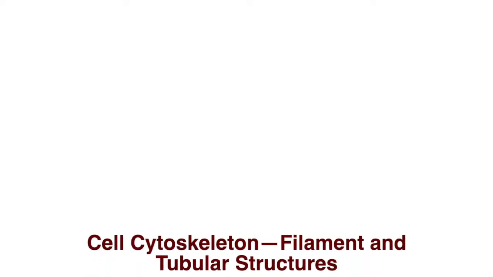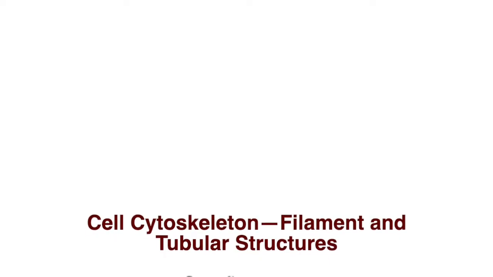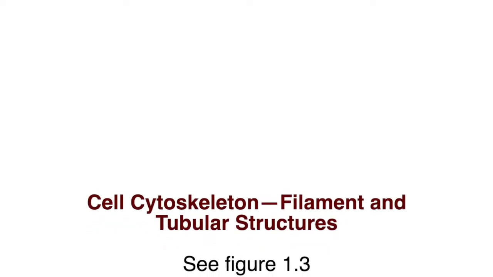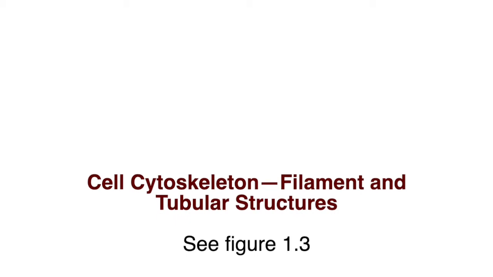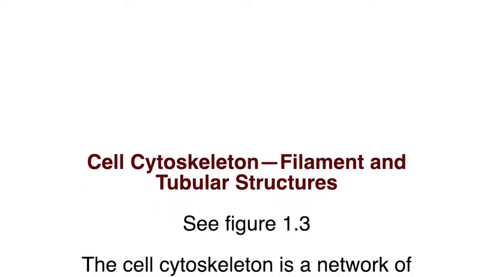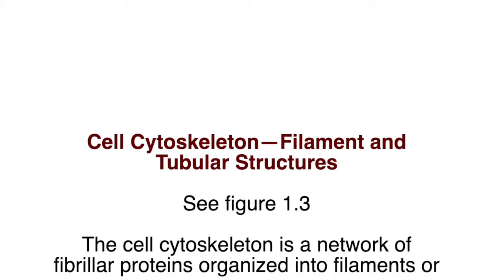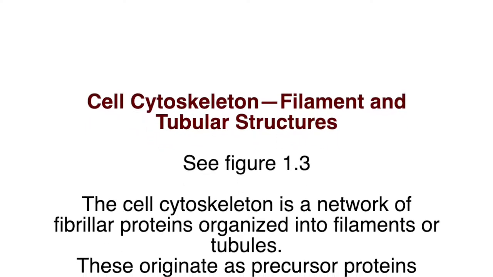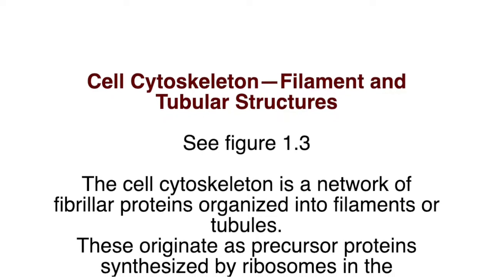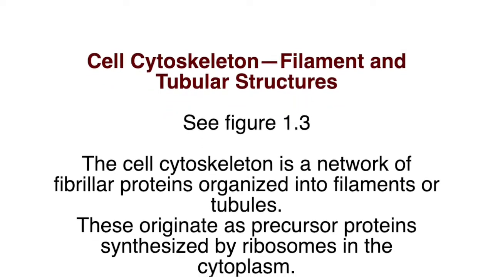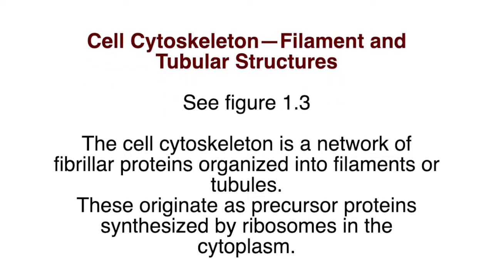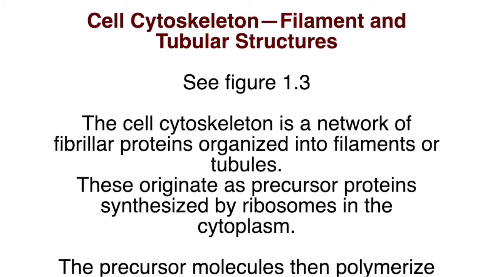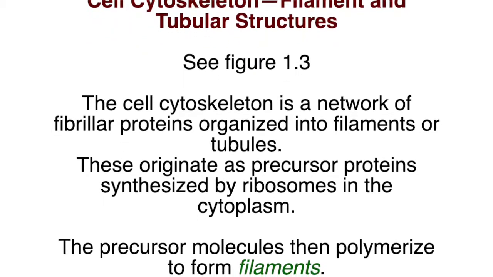Cell cytoskeleton, filament and tubular structures. See figure 1.3 shown earlier. The cell cytoskeleton is a network of fibrillar proteins organized into filaments or tubules. These originate as precursor proteins synthesized by ribosomes in the cytoplasm. The precursor molecules then polymerize to form filaments.